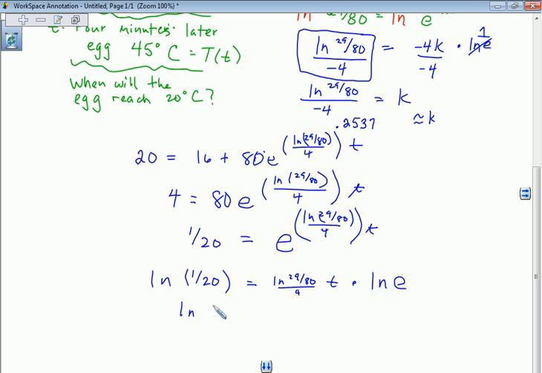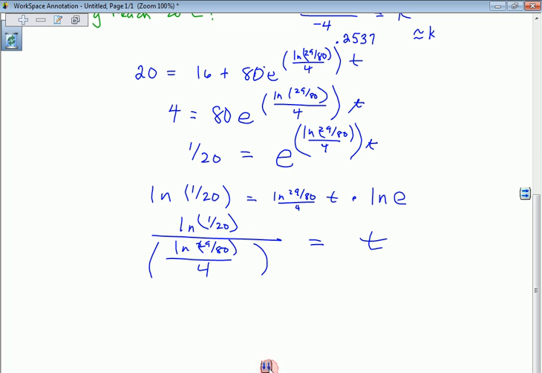So we do the natural log of 1/20th divided by, big set of parentheses here, guys, ln of 29/80ths divided by 4. That's exact. And so this is about how many minutes later? About 12. That's 11.81? Yeah? Good.